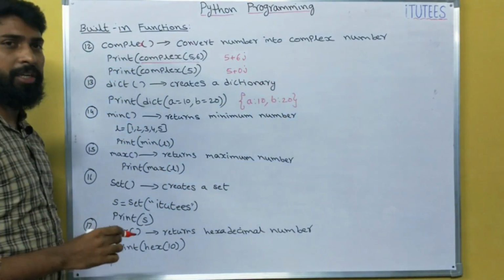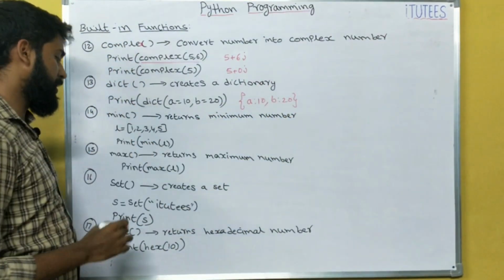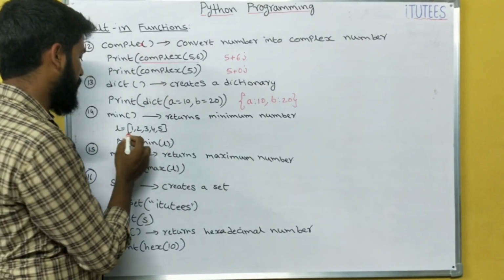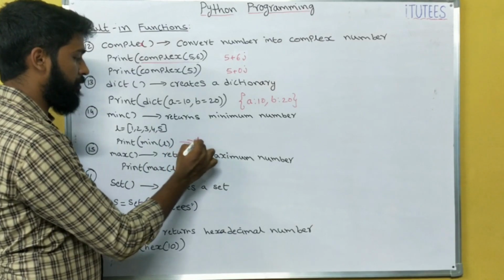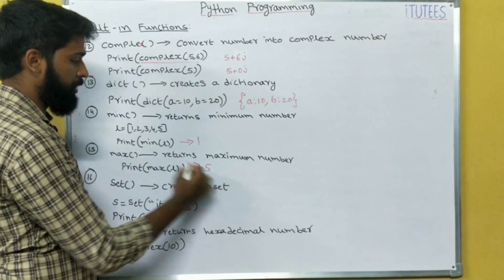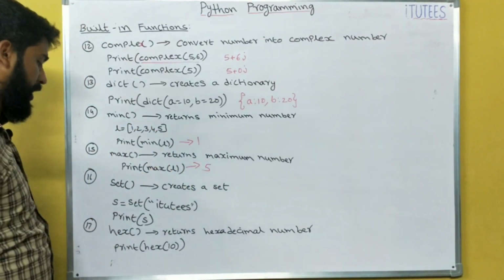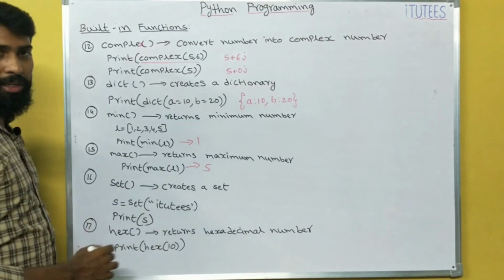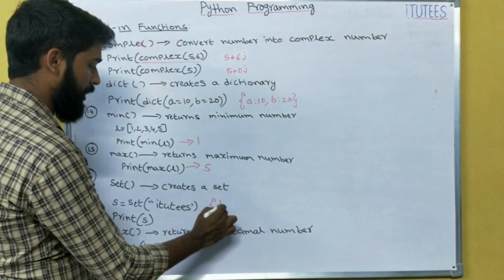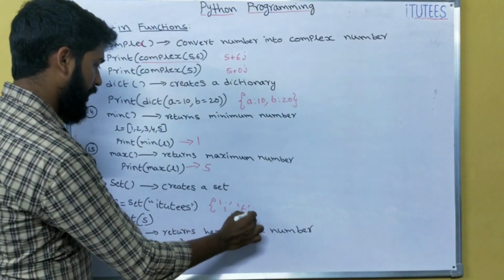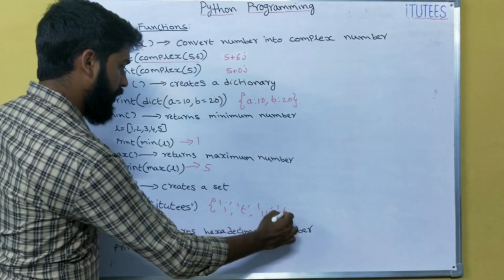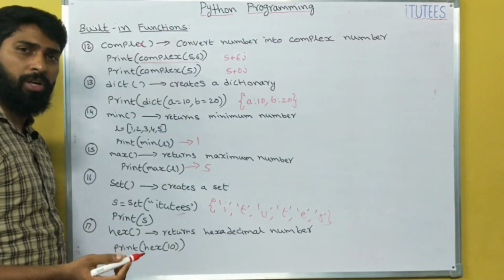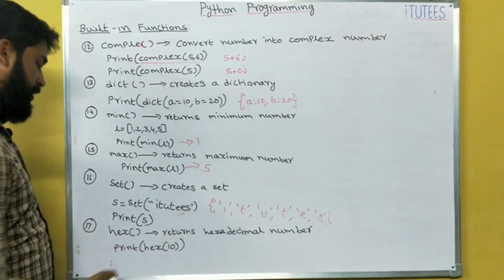The min function returns the minimum element in the list. The max function returns the maximum element in the list. For 1, 2, 3, 4, 5, what is the minimum? The minimum value is 1. The max function prints 5, the maximum value. The set function creates a set. Set of a string creates a set of its characters. Why? In a set there are no duplications, so it prints like this.